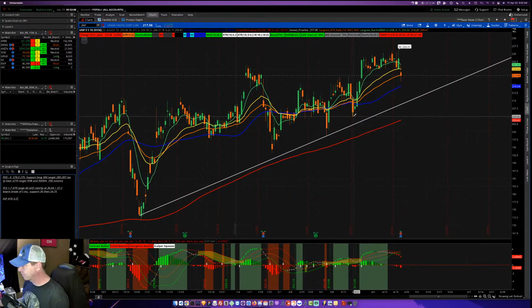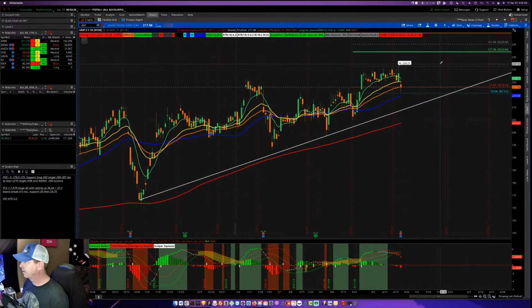Potentially, we're going to go from this level to this level and back. We are currently at the 618 retracement, so another level of support. If we maintain those levels of support, look for 232 as a target. So UNP 232, which would be a new all-time high. That's our target.